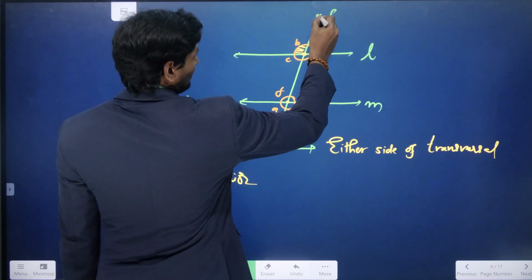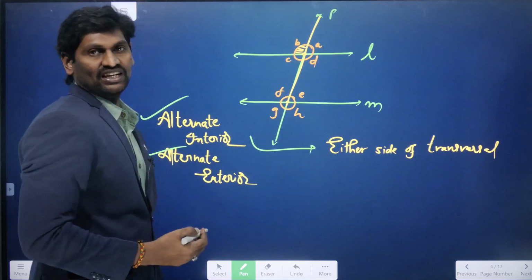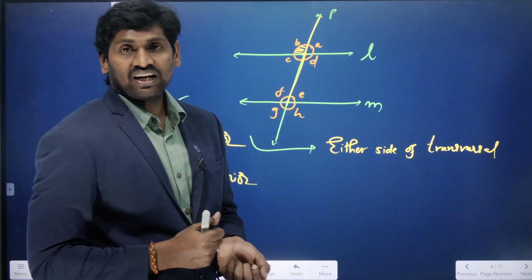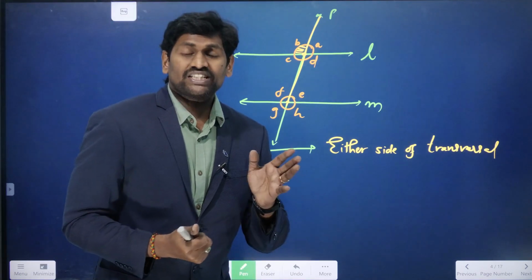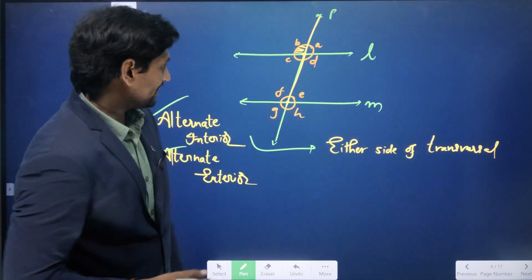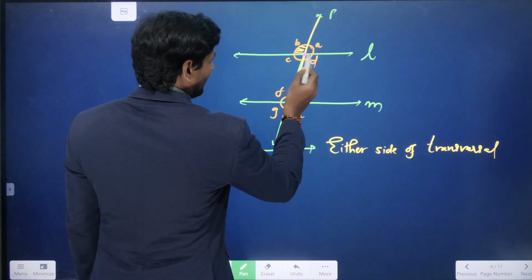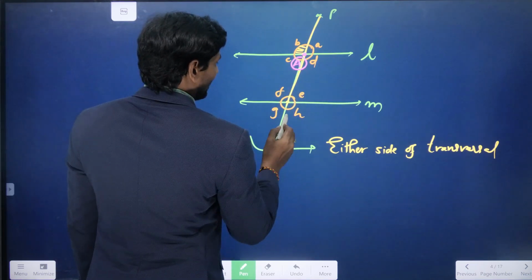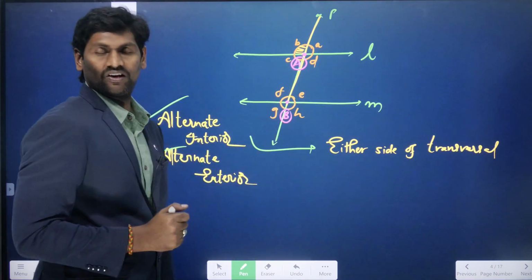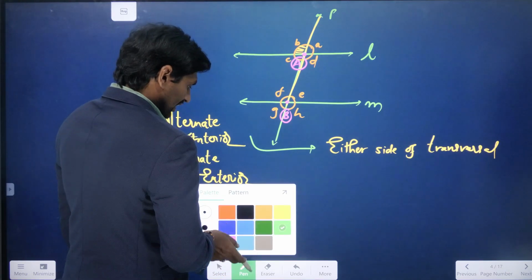Actually, P is a transversal line, angle B is on the left side, angle A is on the right side. But we are not considering these two as alternate angles. Alternate angles means the condition is they must be either side of the transversal at distinct points. Let us take one angle at capital A, the second angle at capital B. Let us take this point as A, this point as B.